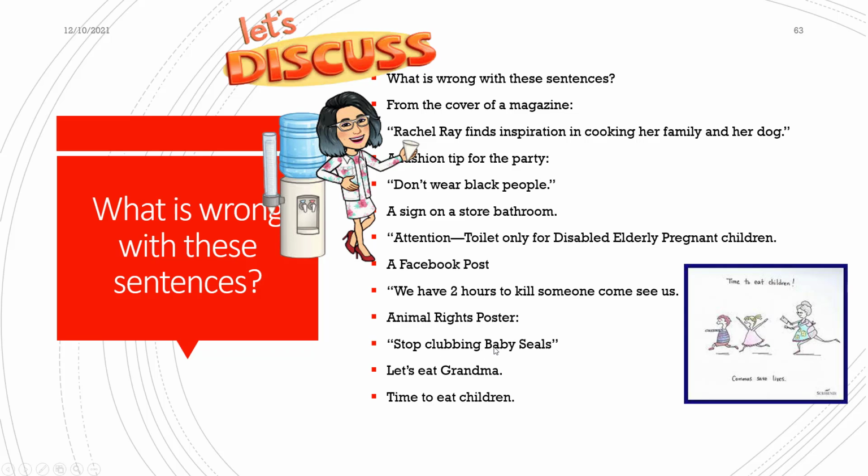Stop clubbing baby seals. So here, where would you put it? You know, stop clubbing, baby seals, or stop clubbing baby seals. So anyway, this one, let's eat grandma. No, it's got to be let's eat, grandma. So you got to put a comma over here. Same thing, time to eat children. You're not actually going to eat children.